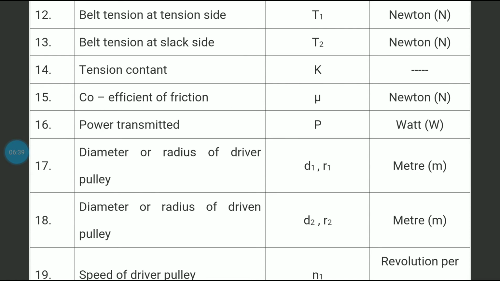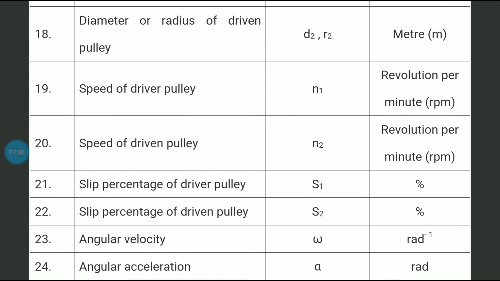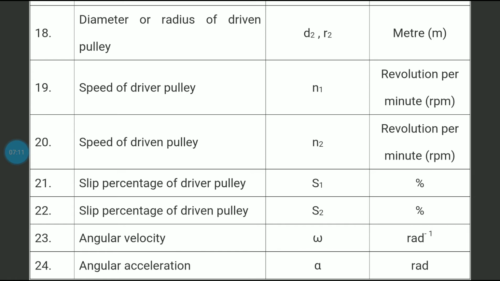Diameter or radius of driver pulley, diameter means small d1, radius means small r1. Same thing, diameter of driven pulley is d2, the radius of driven is r2. 19th, speed of driver pulley, small n1. 20th, speed of driven pulley, small n2. Slip percentage of driver pulley is capital S1. Slip percentage of driven pulley, capital S2. Angular velocity omega and angular acceleration alpha.